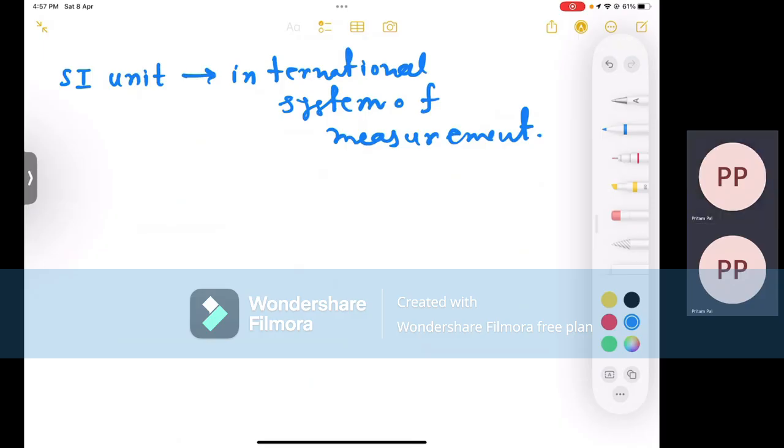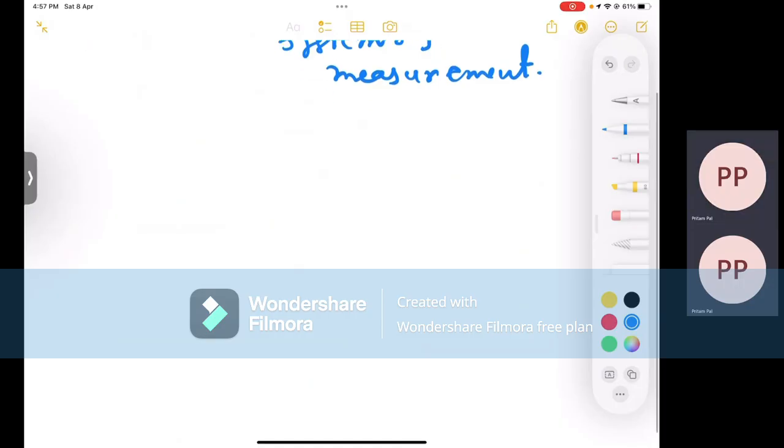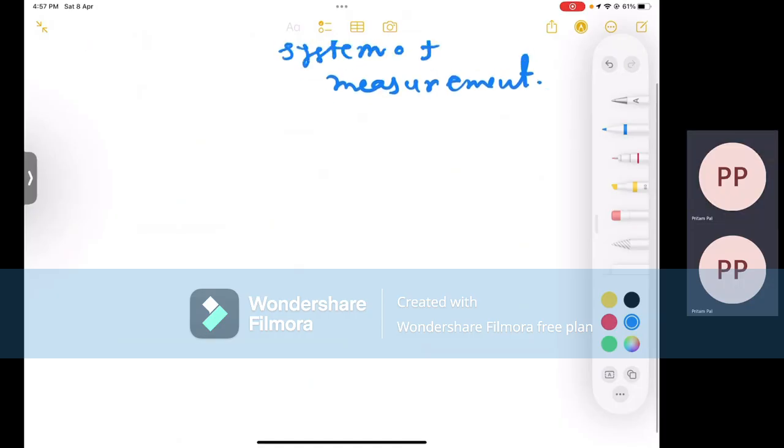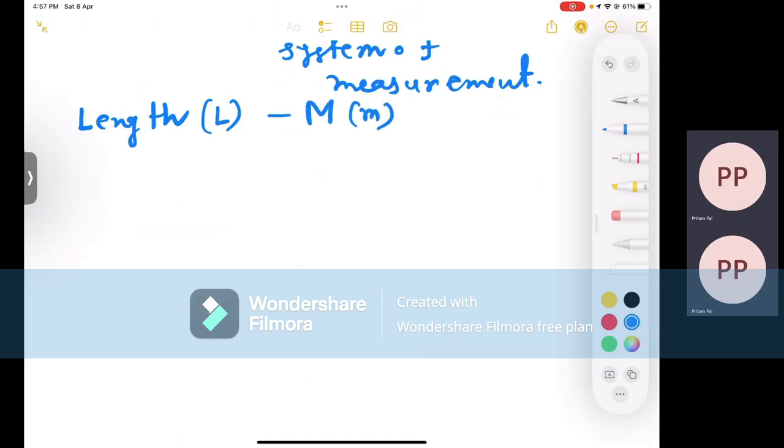So there are some units which are called the base SI units. These are very primary. I'll discuss this one by one. So the first one is your length. We define this by L, and the SI unit is meter, and the symbol is m. Then the mass comes.